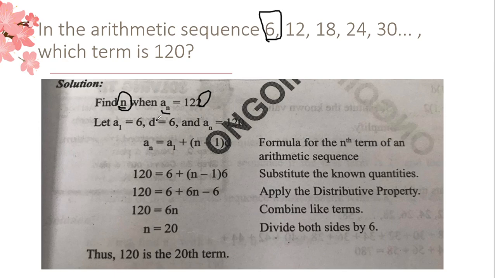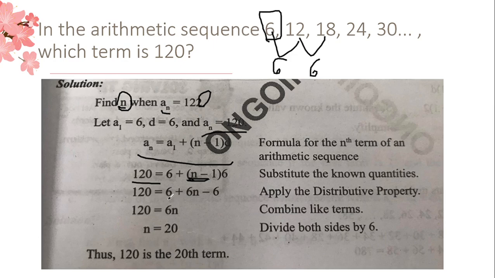And then our common difference is 6. 12 minus 6 is 6. 18 minus 12 is 6. So all of them are 6. And our a sub n is equal to 120. Now, we will use the formula again for the arithmetic sequence. A sub n is equal to a sub 1 plus n minus 1 times d. After that, we substitute: our a sub n is 120, our first term is 6, we are looking for n, so n minus 1 times our common difference, which is 6.